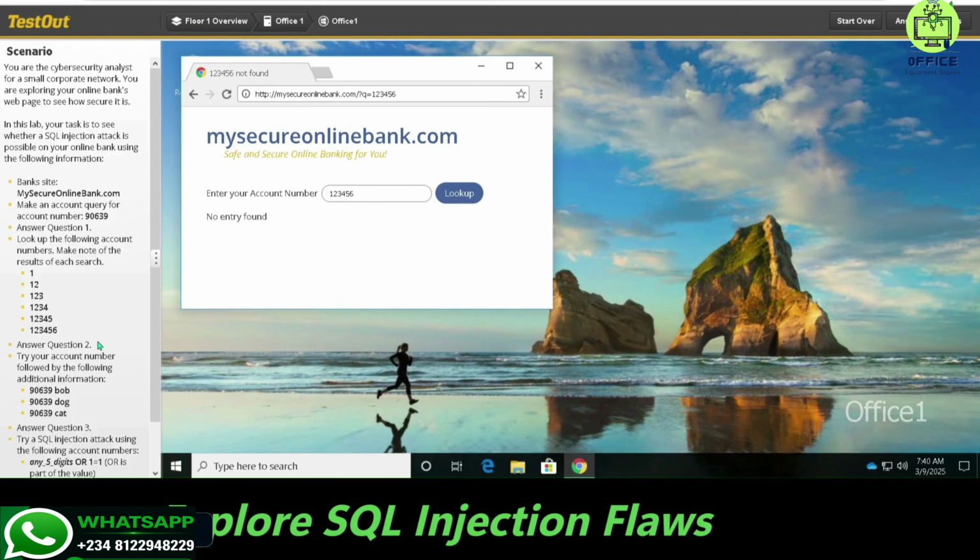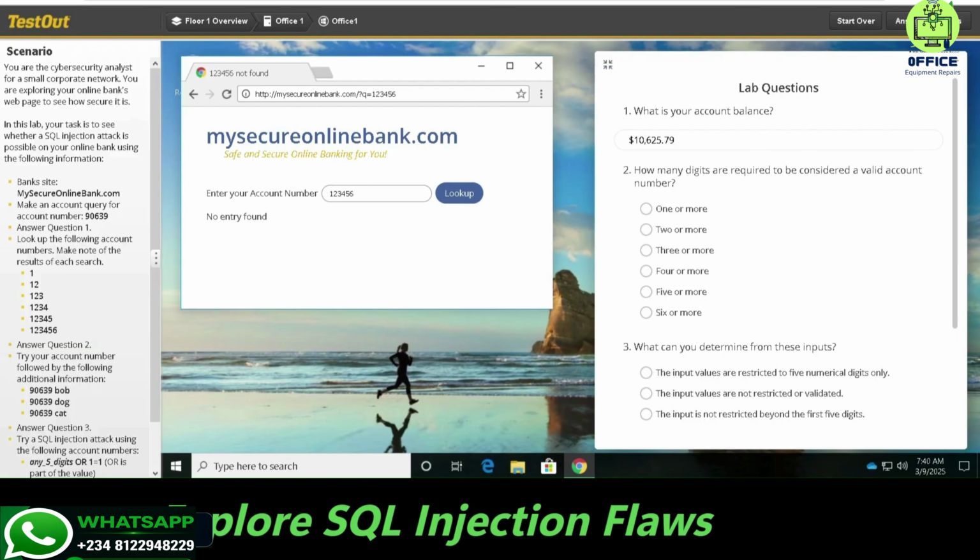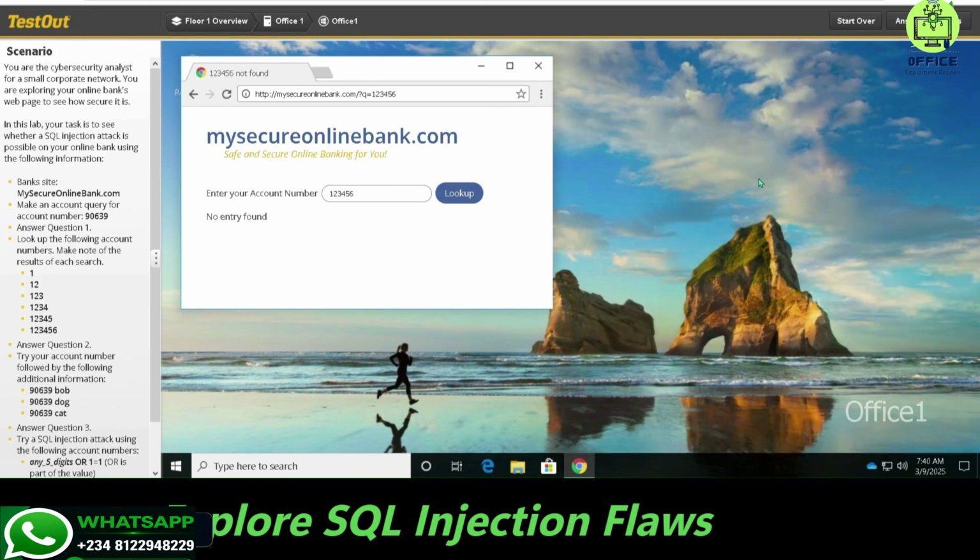Alright, so let's go ahead and answer question 2. How many digits are required to be considered a valid account? That is going to be 5 or more. Okay, so let's continue the next task. Try your account number followed by additional information.